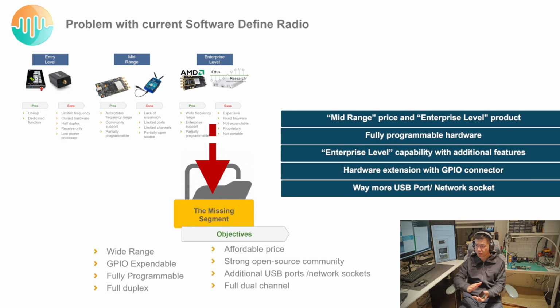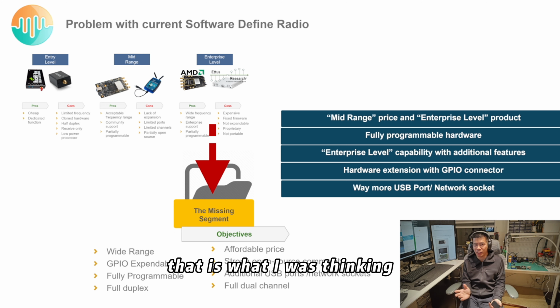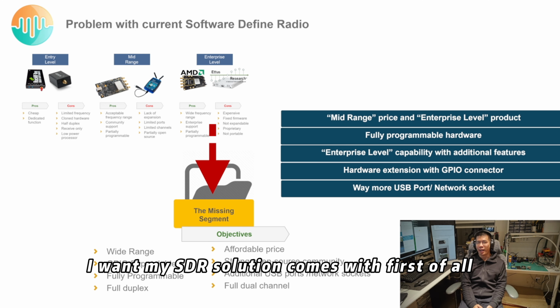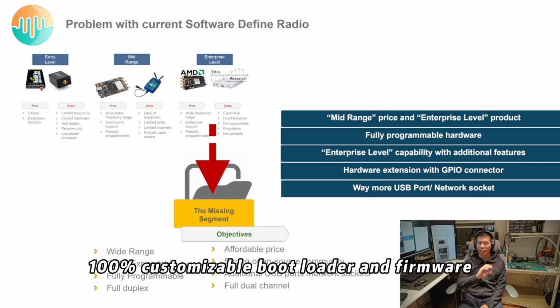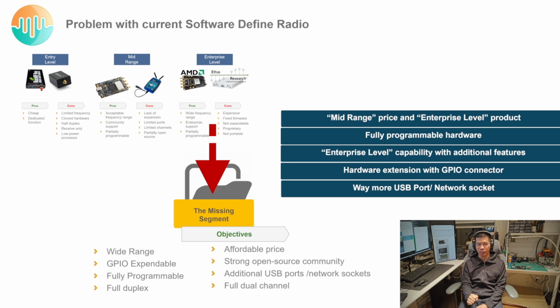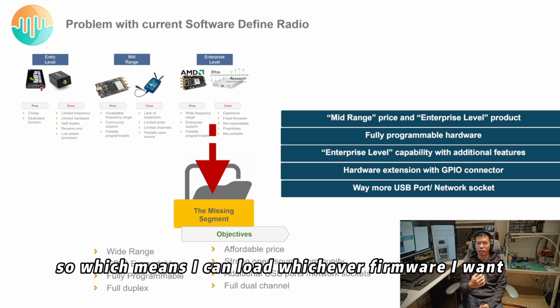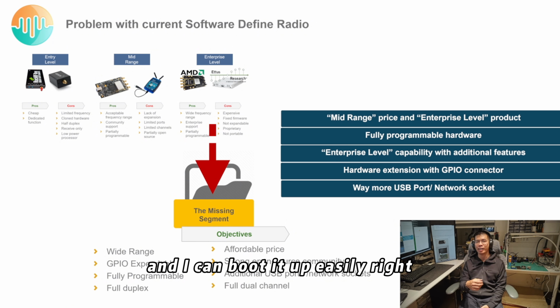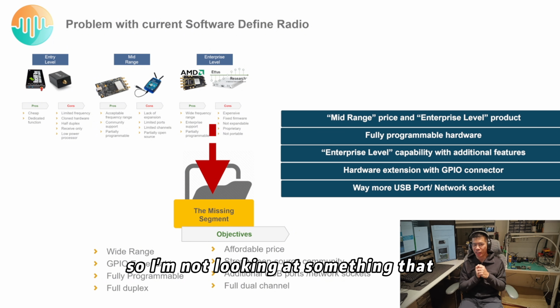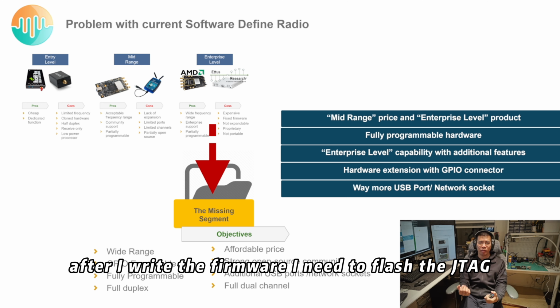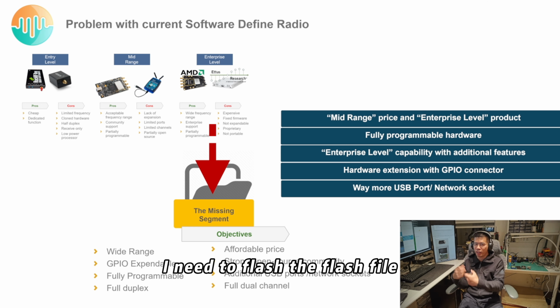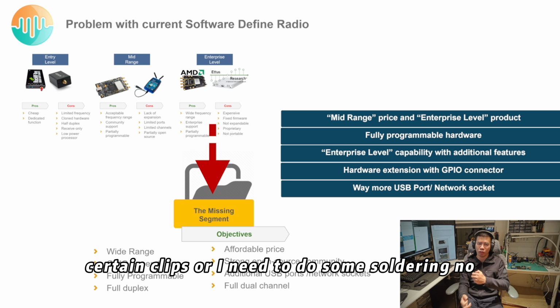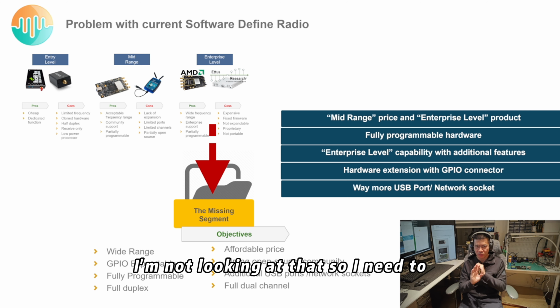So that is what I was thinking. I want my SDR solution to come with, first of all, a 100% customizable bootloader and firmware. Which means I can load whichever firmware I want and boot it up easily, right? So I'm not looking at something where after I write the firmware, I need to flash the JTAG, or flash the flash file with certain clips, or do some soldering. No, I'm not looking at that.